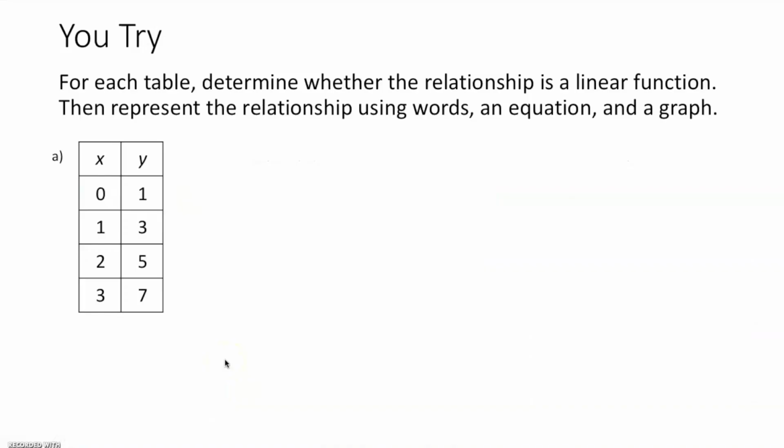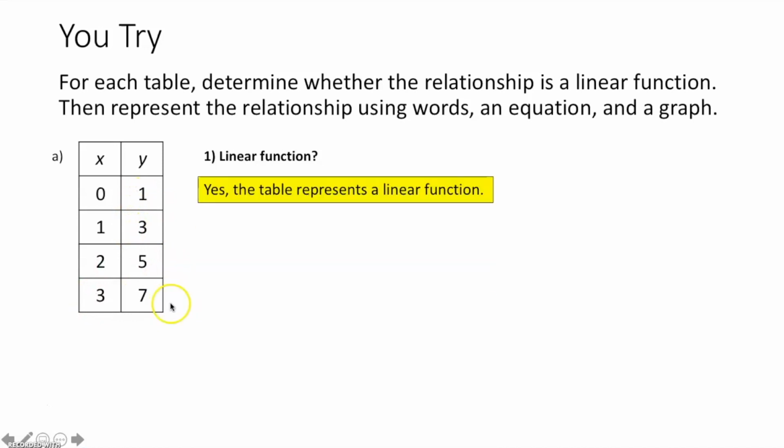You try. Okay, again, first deciding if it's a linear function. Is it a linear function? Well, it looks like x is increasing by 1 every time, and y is increasing by 2 every time. Because each of them is increasing by the same increment each time, we say, yes, this is a linear function. If this were to go from 1 to 3, and then from 3 to 6, and then from 6 to 10, they wouldn't be increasing by the same amount every time. Therefore, it wouldn't be a linear function. But since it's increasing by 2 every time, it is a linear function.